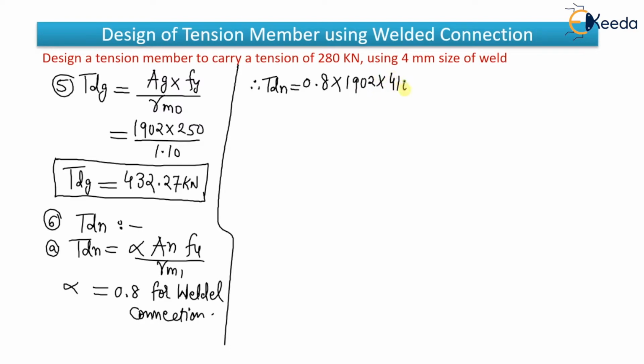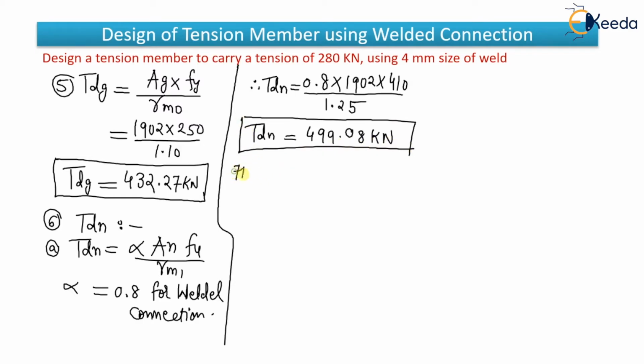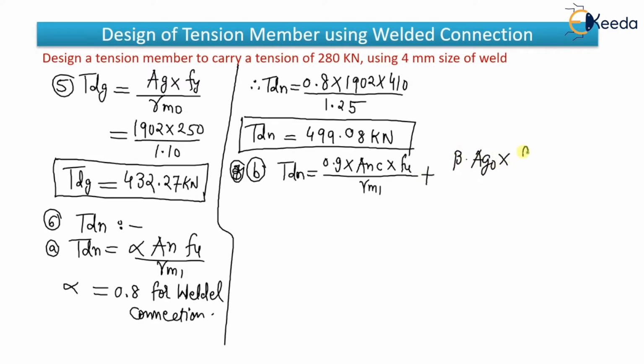And what is the value of Fu? It is 410 divided by gamma m1, which is 1.25. So what will be the value of TDN then? It will be 499.08 kilonewton. You can check the calculations. But this is just the first TDN. You have two TDN values. The second one I'll put as B. The formula is TDN is equal to 0.9 into Anc into Fu divided by gamma m1 plus beta into Ago into Fy divided by gamma m0.